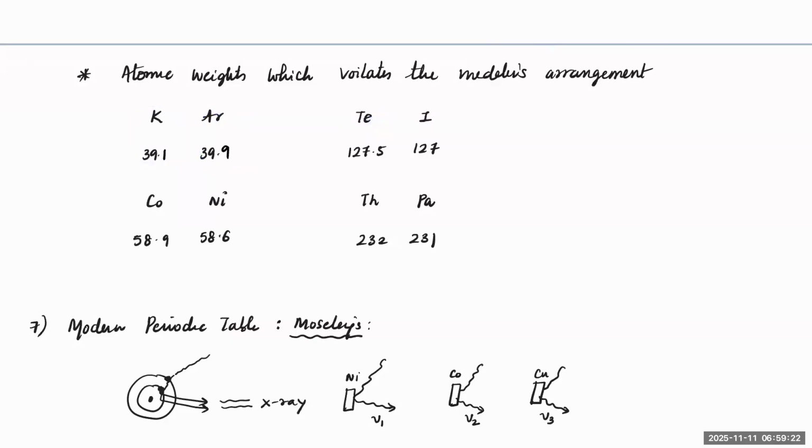Similarly, tellurium should have been more than that of iodine. Correct. And in the same way, cobalt and nickel, if you notice, nickel should have been more than cobalt, but that is not the case. Here also, thorium and what do you call it? Rhizodonium. So these two, if you compare, thorium would have more. Clear? So these are some certain violations which Mendeleev's periodic table has been identified with.